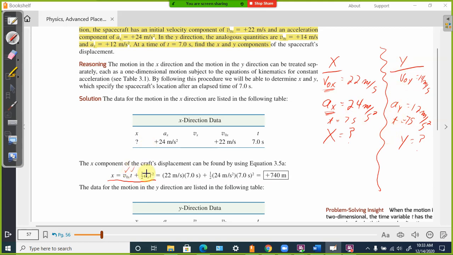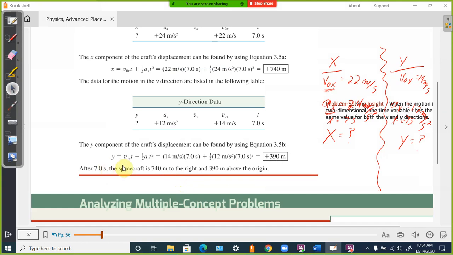So there you go, we have time. We were given ax and we already had t. When you plug all that in, you come up with 740 meters in the positive direction. In other words, it is moving in the x direction, to the right. Obviously, if this worked for x, this equation is going to work the same for y, because we're given the same information. It's just that now we have to switch all of our variables to be y.